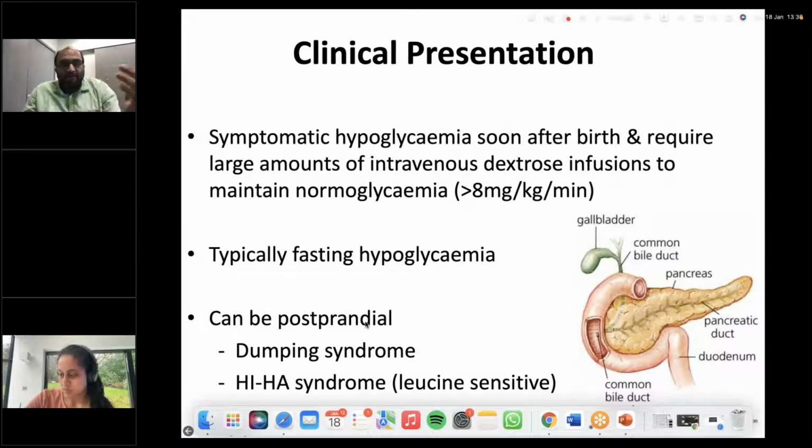So as I was saying, if you're feeding the baby every 1 hour or 2 hours, and if you keep seeing that they're hypoglycemic before feeds, that means they're not able to fast appropriately. And they can also have postprandial hypoglycemia, as I was saying earlier, secondary to feeds, which is either due to dumping syndrome, or they can be protein sensitive hyperinsulinism.